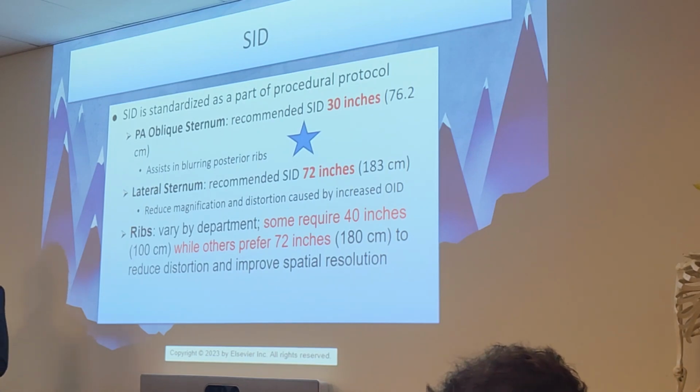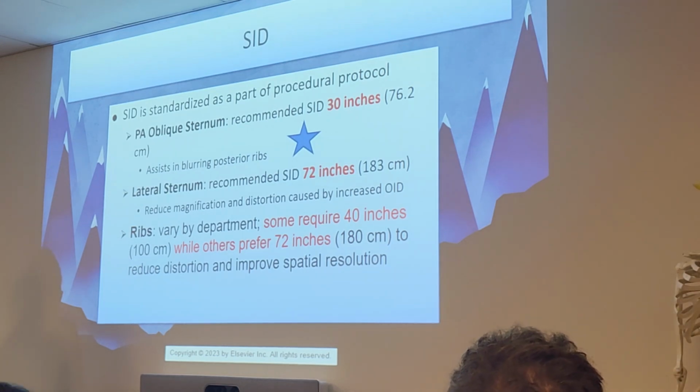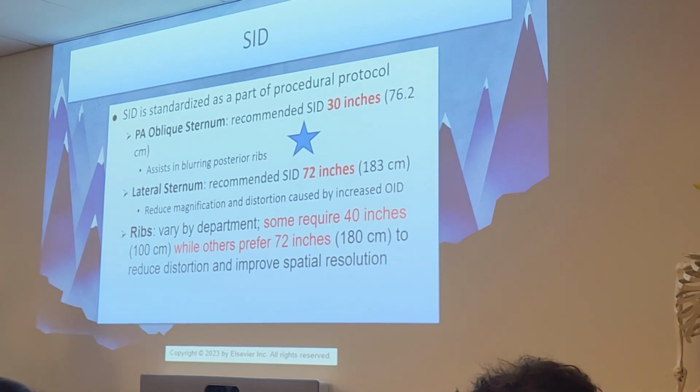Now when you go to the lateral sternum, you're going to bring that SID up. That's going to be a 72-inch SID. Why? Because of the OID. We're going to reduce the magnification and distortion, which is caused by that natural OID of our chest. So 30 inches on that PA oblique, RAO specifically, that's the only PA oblique we do. Lateral, 72 inches to reduce that magnification and distortion.